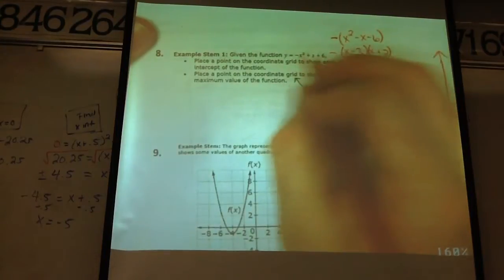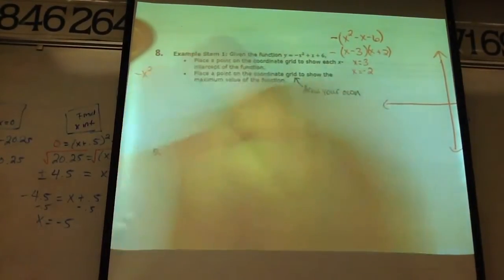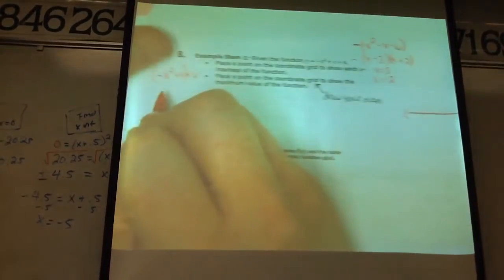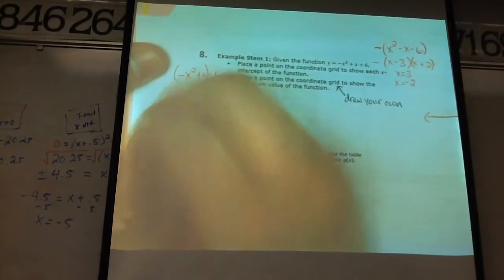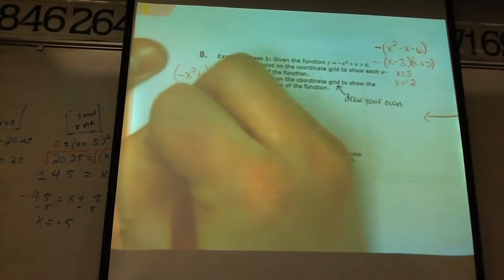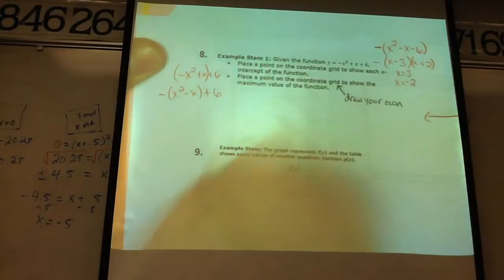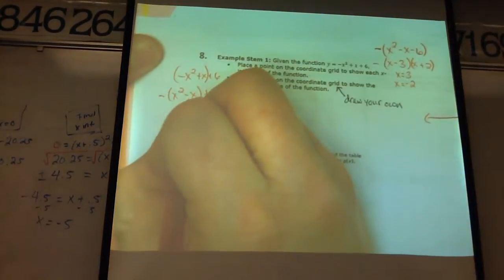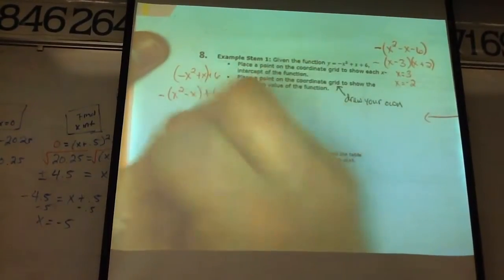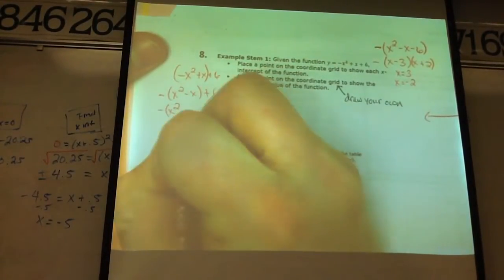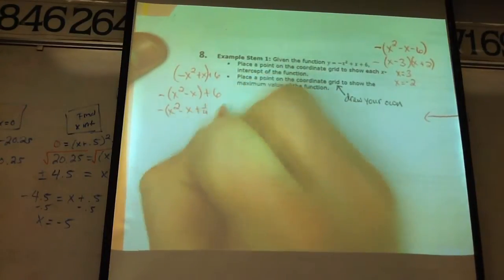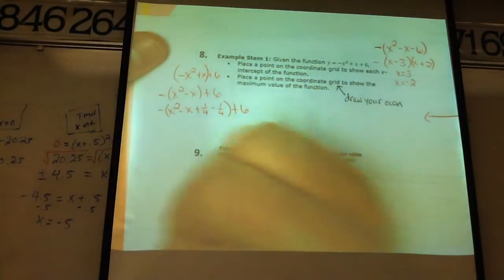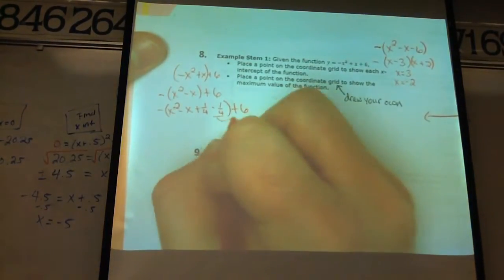Or you could do completing the square: negative x squared plus x plus 6. Group the front two. What do you have to pull out? The negative. And then you've got x squared minus x plus 6. Half of 1 is a half, squared is a fourth. I think this is actually going to be harder. Plus a fourth minus a fourth plus 6.